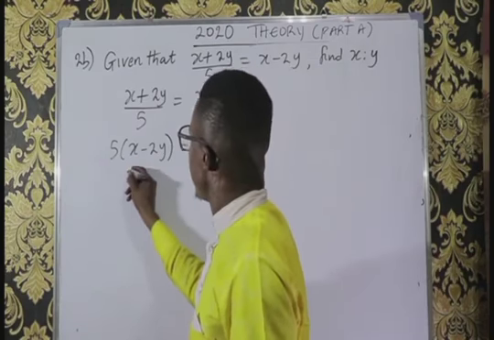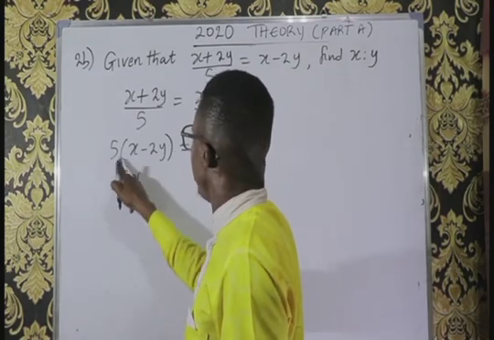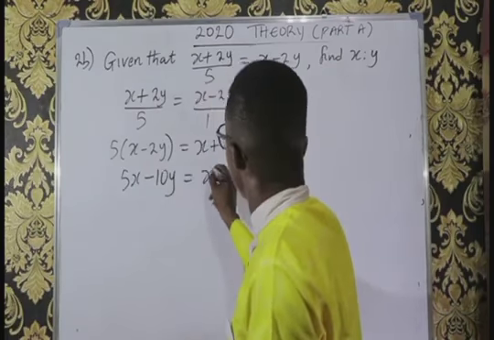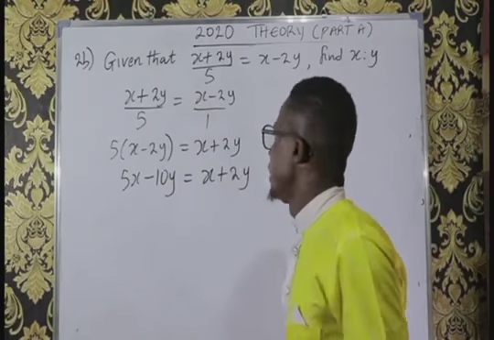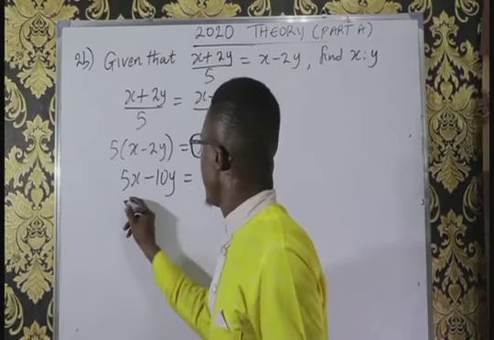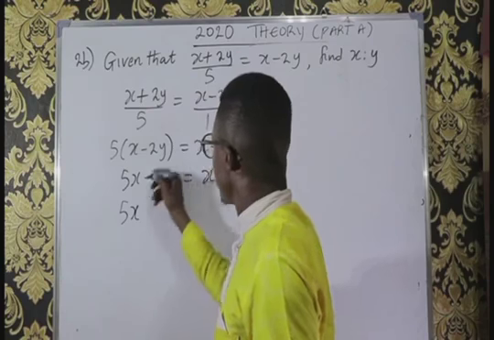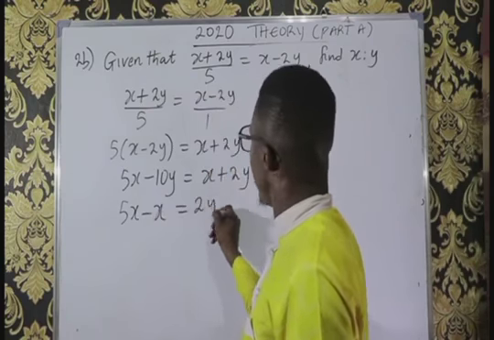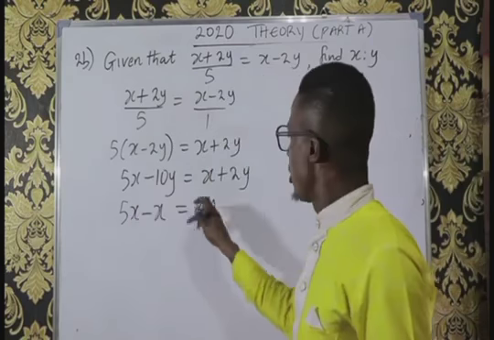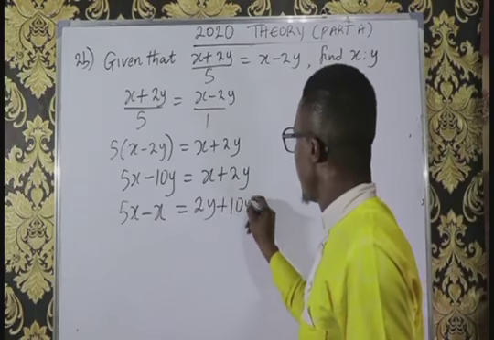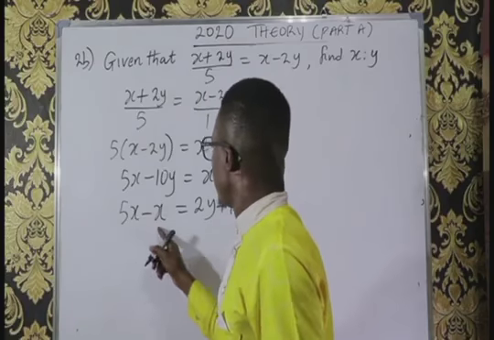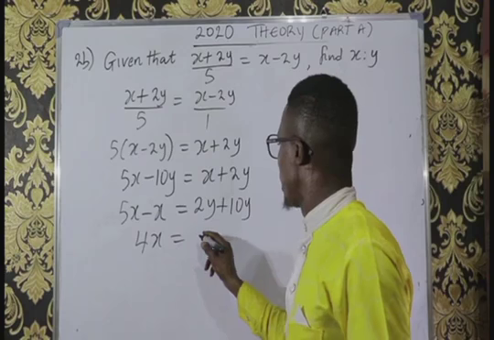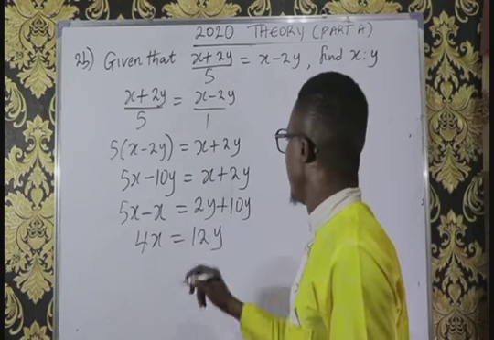I'll open the bracket. I have 5 times x is 5x. 5 times minus 2y is minus 10y equals x plus 2y. Now collect like terms. We have 5x, x crossing over is minus x equals, here we have 2y. Let's minus 10y come over here, it becomes plus 10y. 5x minus x is 4x. 2y plus 10y is 12y.